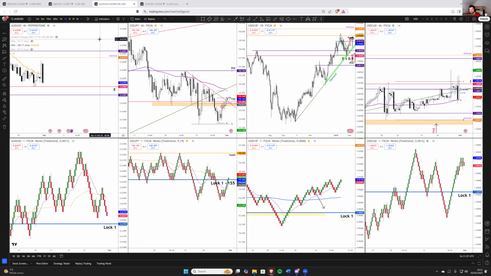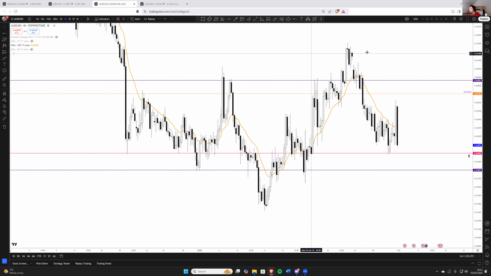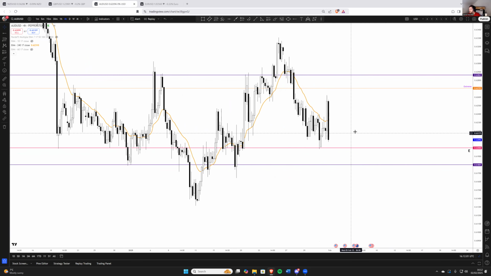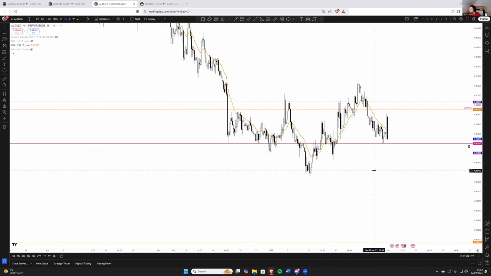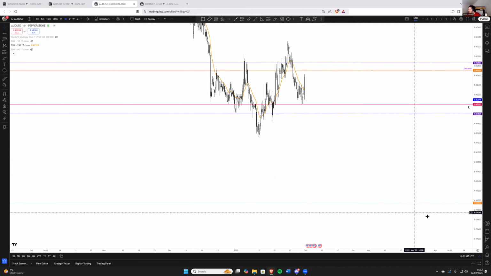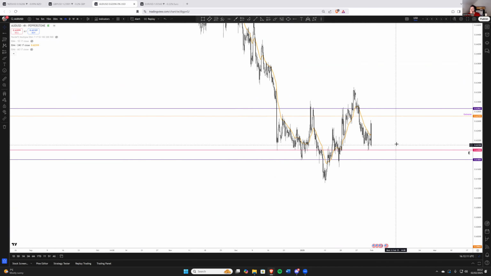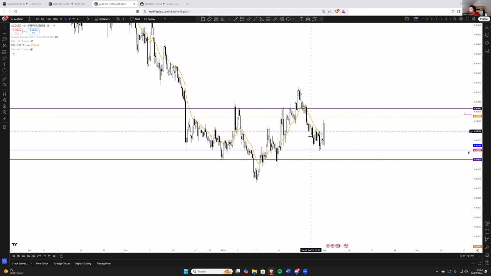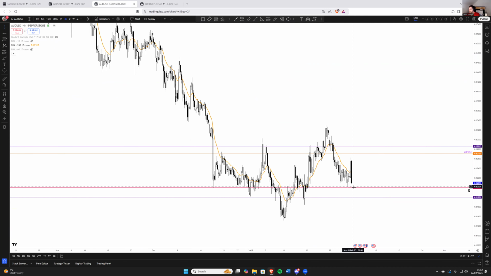AUD USD is very similar to New Zealand USD in that this is its peak reversal point. There isn't anything lower than this until about 0.6, so 200 pips lower down. So I think this is very bullish. Again, from the same position: strong area of support on an emotional level, 0.62, but difficult to trade from the bottom unless you're swing trading.